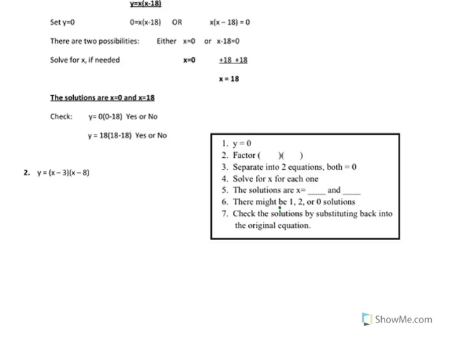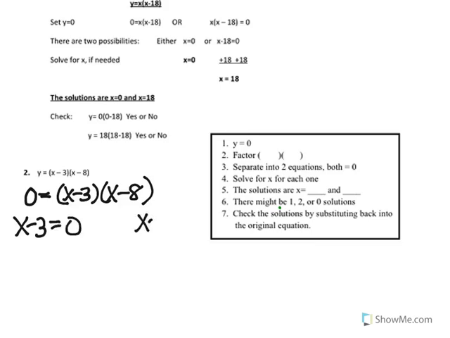So let's look here at number 2. We're going to do this, and so we're going to say y is 0. 0 is equal to x minus 3 times x minus 8. So at this point, we are going to separate these two factors into two separate little mini equations. So we have x minus 3 equals 0 and x minus 8 equals 0.